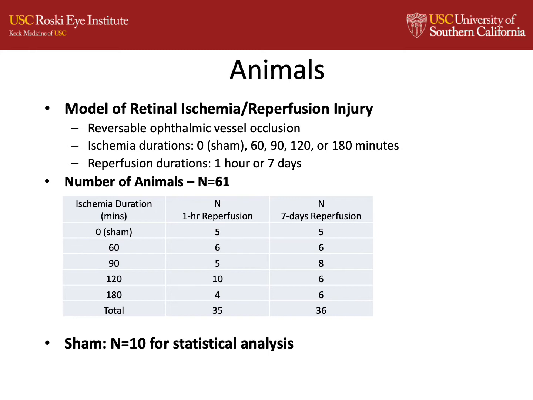We also did the same procedure in a sham group of animals in which the duration of ischemia is specified by 0. A total of 61 rats were used in the study. This table gives the breakdown of how many animals we had in each of the groups.